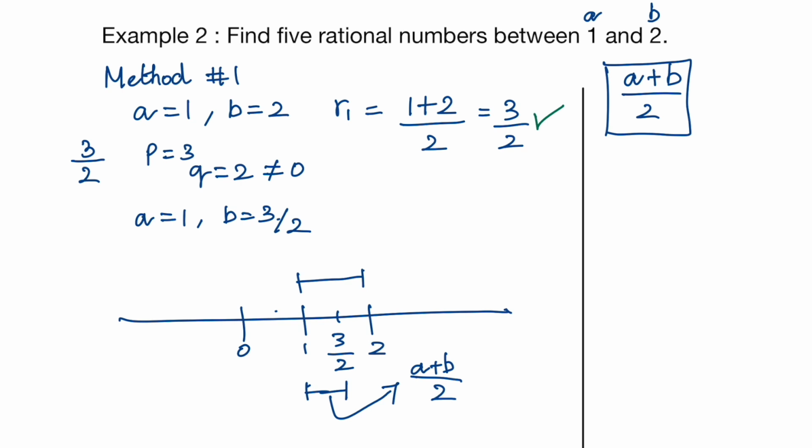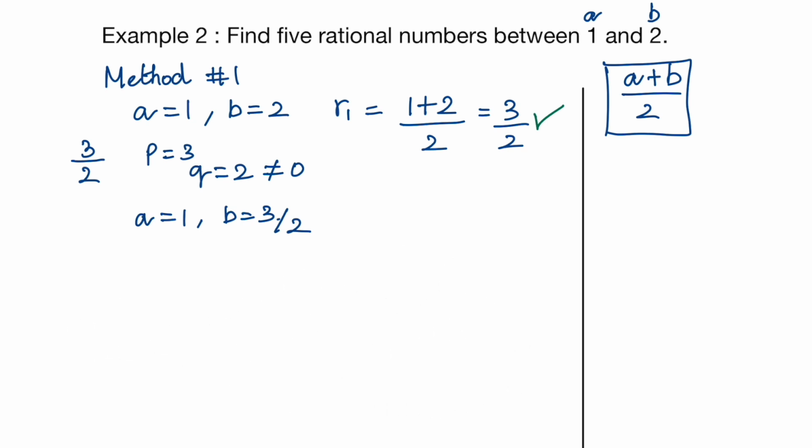That would give you another number that would also be a rational number, because 3 by 2 is a rational number, 1 is a rational number, and using this formula you would also get a new number that is also rational. So that is what you are going to do. Now let us say this is R2. R2 is 1 plus 3 by 2, divided by 2.